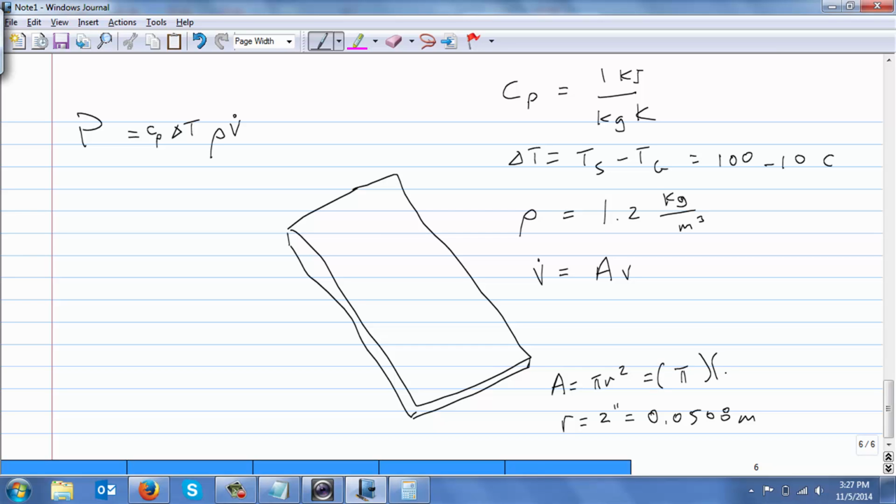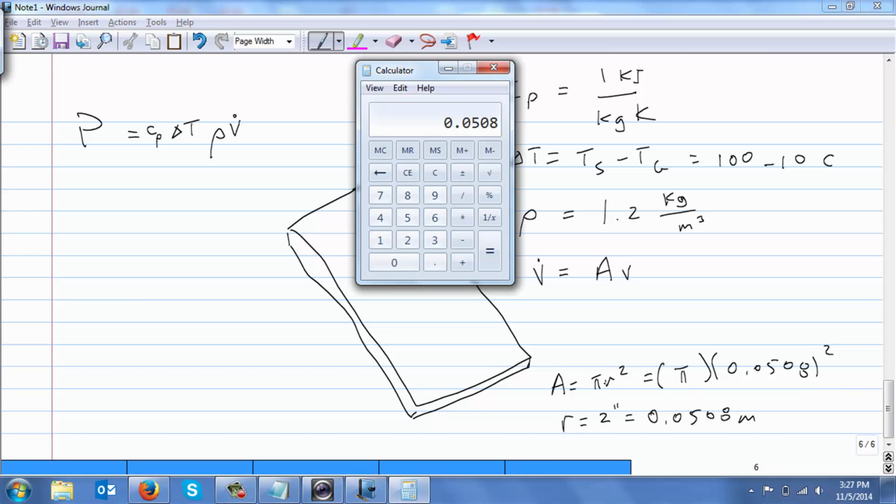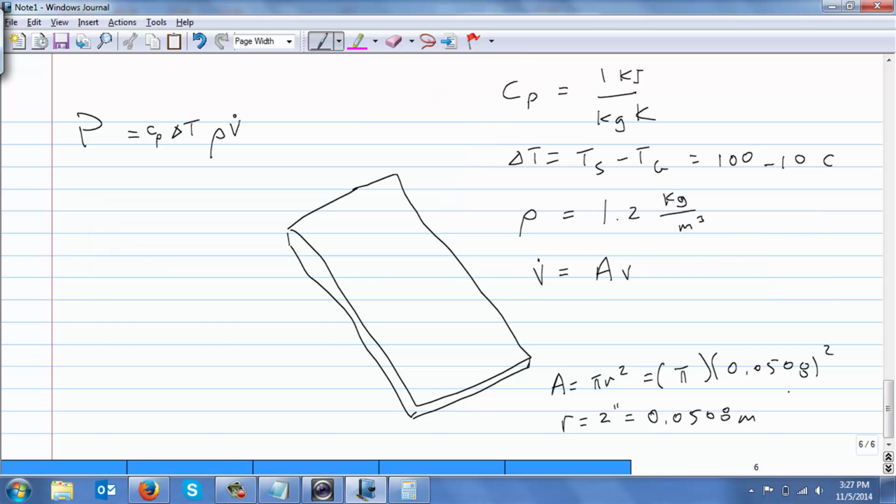Equals pi times 0.0508 squared. So 0.0508 times 0.0508 times 3.14 equals, I guess it's about 1/10 of a square meter. It's not, no, it's 100th of a square meter. Yeah, I guess I believe that. It's not very big. I'm just going to call it 100th. Equals 0.01 square meters.